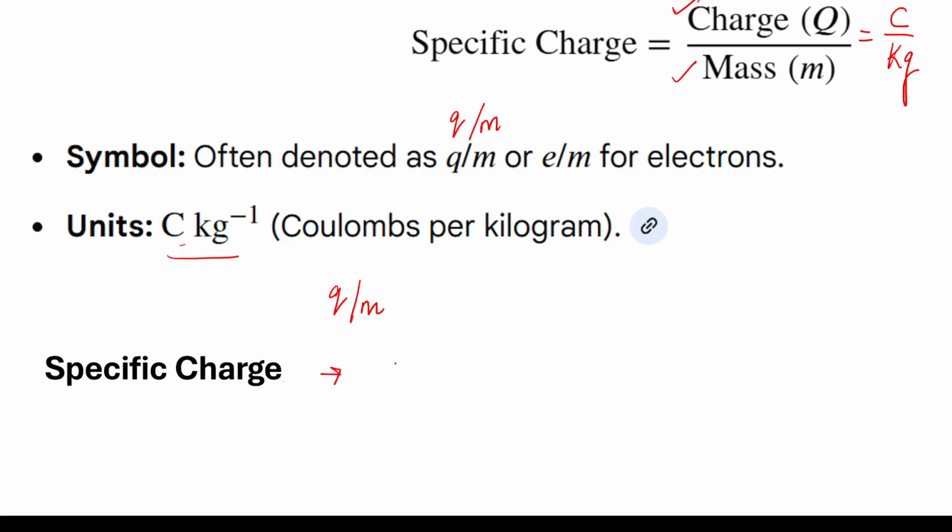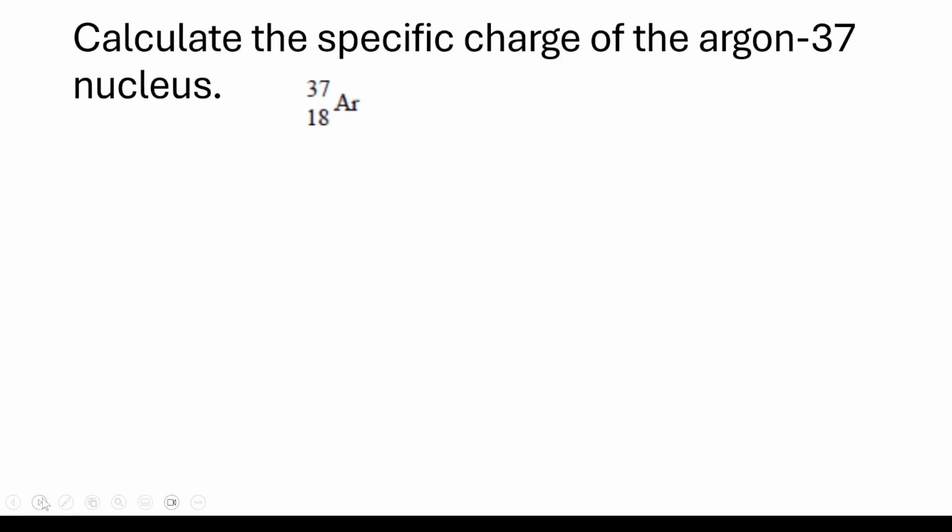Now, a lot of questions are asked on this. Simple ones, not very complicated. But let's just see what kind of questions are asked in your exam. Here you go. This is one of the exam questions. Calculate the specific charge of the argon-37 nucleus. Now, first write down what you need. I need specific charge. And what is specific charge? It is charge divided by mass.